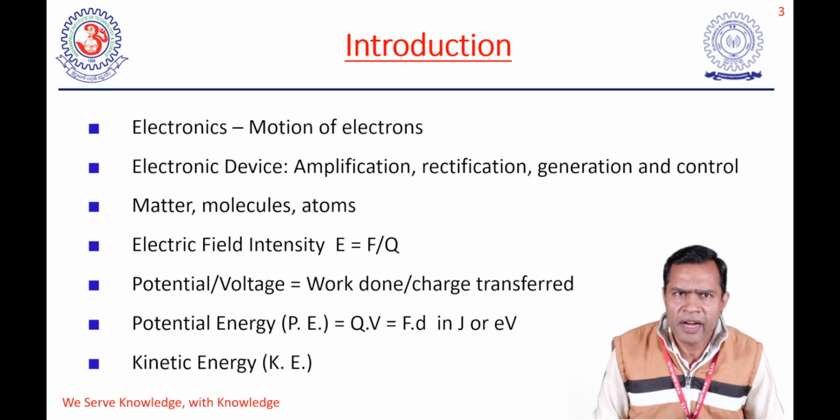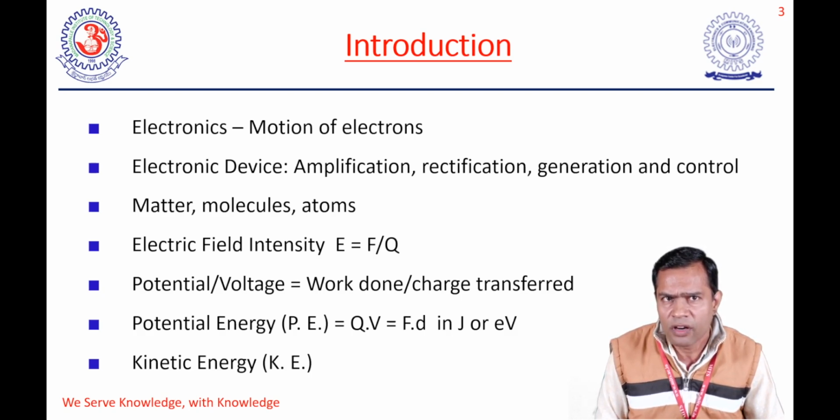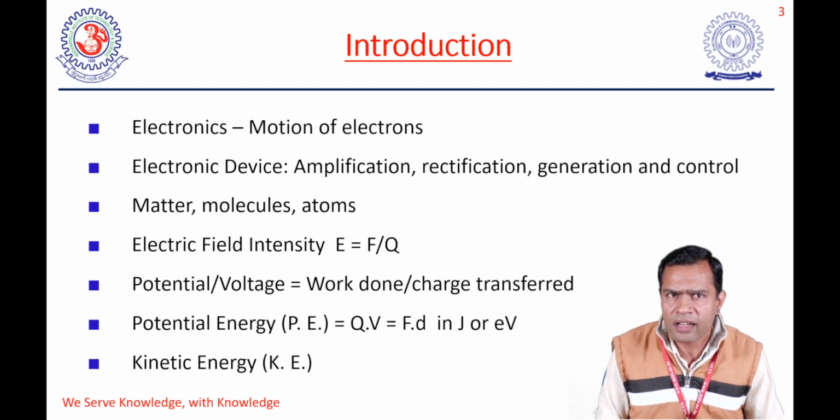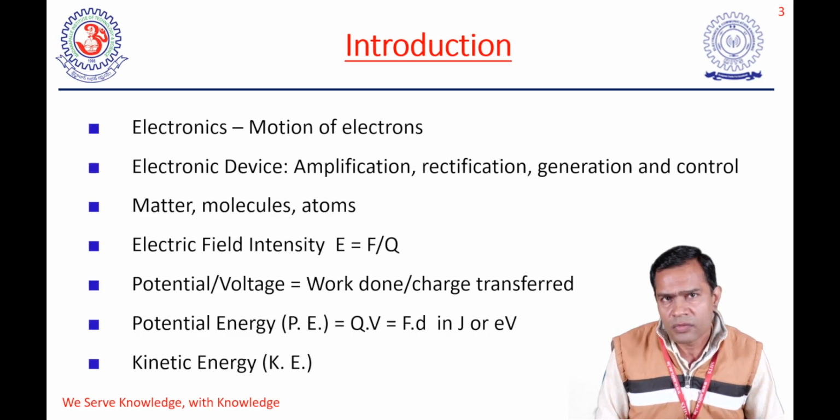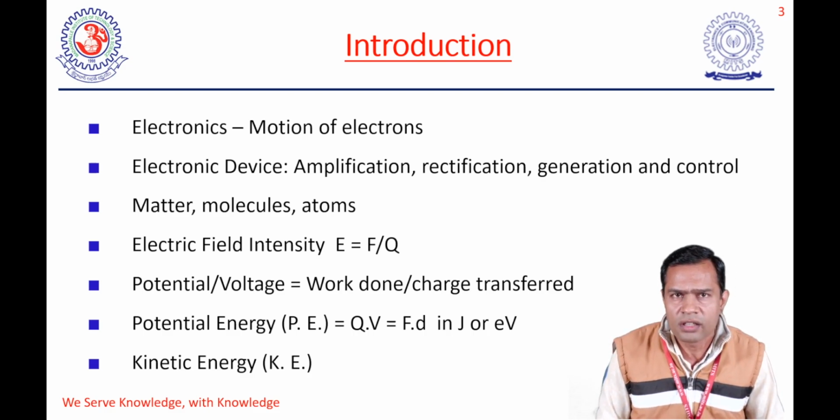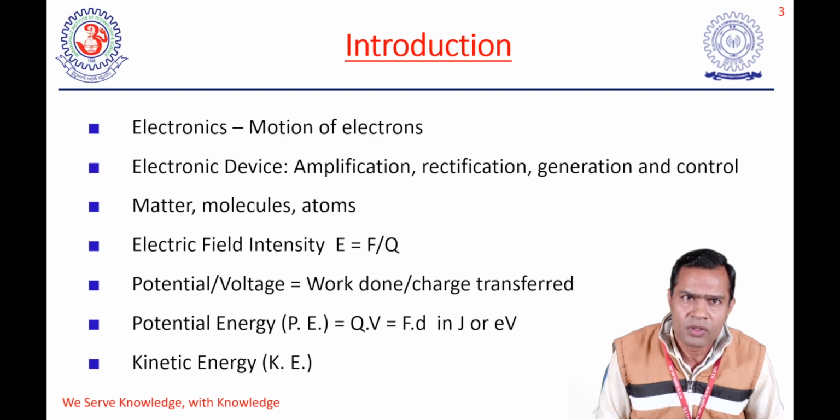Now come to the matter. So what is matter? Anything having some space and some weight. Now matter consists of molecules, and molecules can be subdivided into atoms. And the atoms we talk about in our semiconductor theory are silicon and germanium.